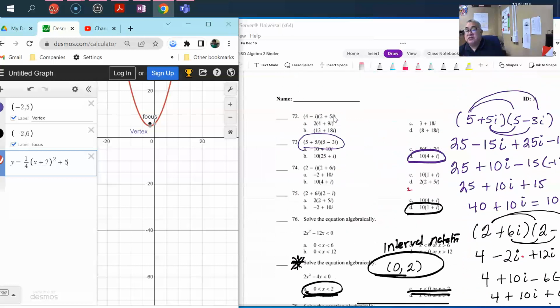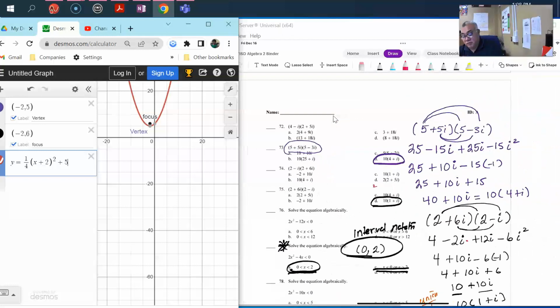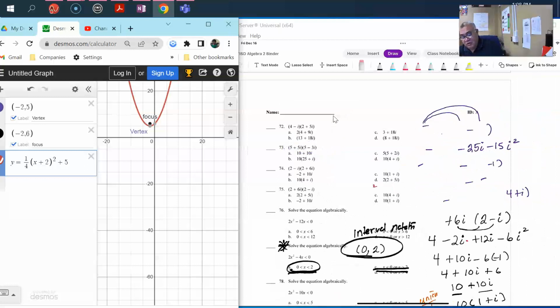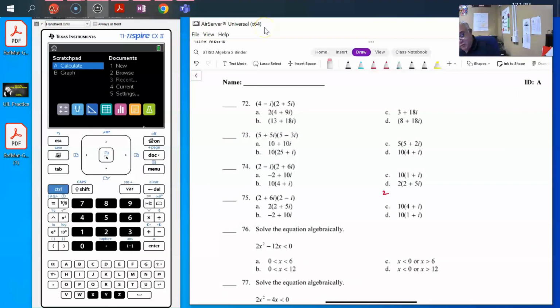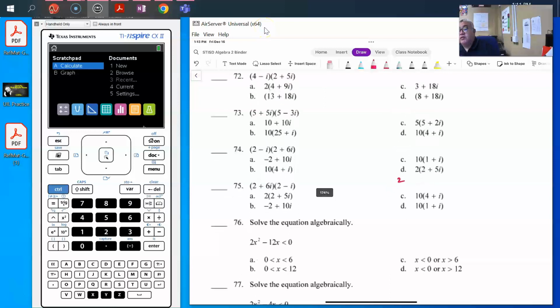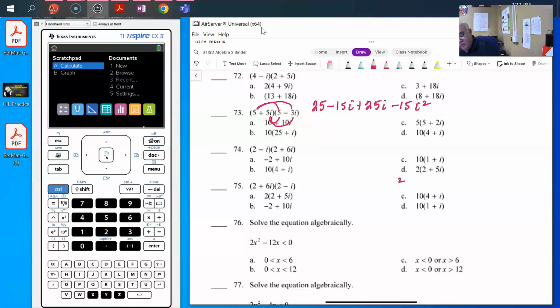Also, I saw some students missing this type of problem. And I'm wondering if the calculator can do i. And I'm gonna check right now. Maybe the calculator can do 73. So we're gonna have to use the FOIL method. 5 times 5, 25. 5 times -3i, -15i. 5i times 5 plus 25i. 5i times -3i, -15i squared.